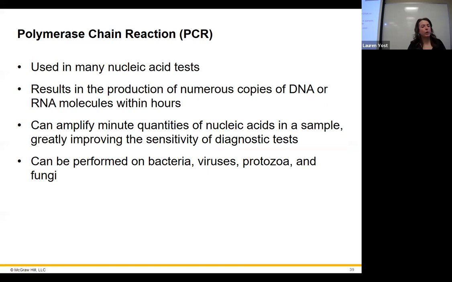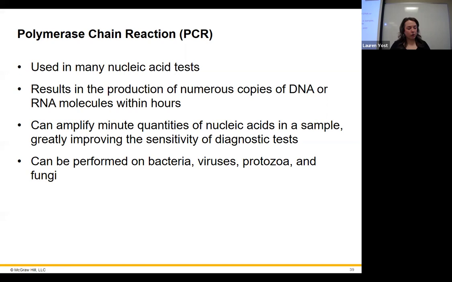PCR, we already know this is polymerase chain reaction, multiplying nucleic acid out. You know, in the first round, one becomes two, then two becomes four, then four becomes eight, and eight becomes 16, right? It doubles every single time. You can do this with DNA or RNA. It's just typically you're going to turn your RNA into DNA first because it's more stable and easier to detect. So that's PCR.